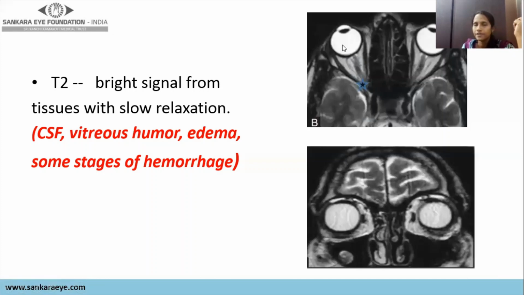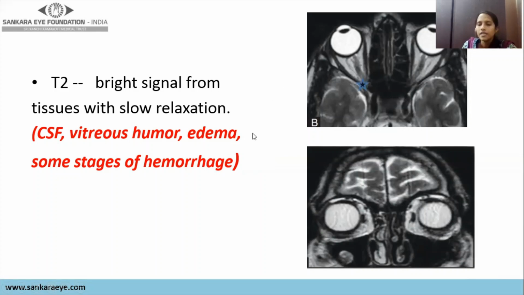So in a T2 weighted image, the tissues which have higher water content like aqueous, vitreous, CSF, and some stages of hemorrhage and edema will appear bright. Whereas fat will contain compact protons, and they relax back to their resting state very rapidly. So therefore, they appear somewhat grayish.